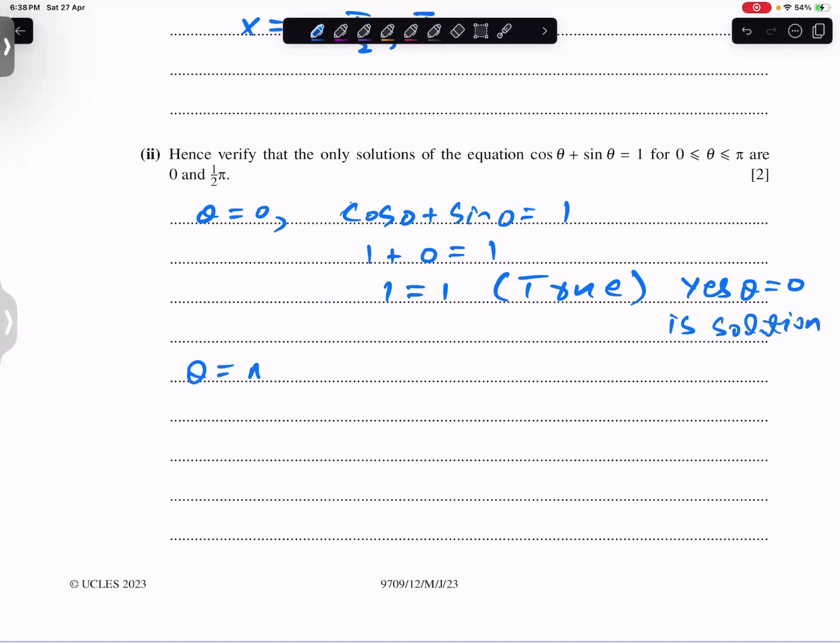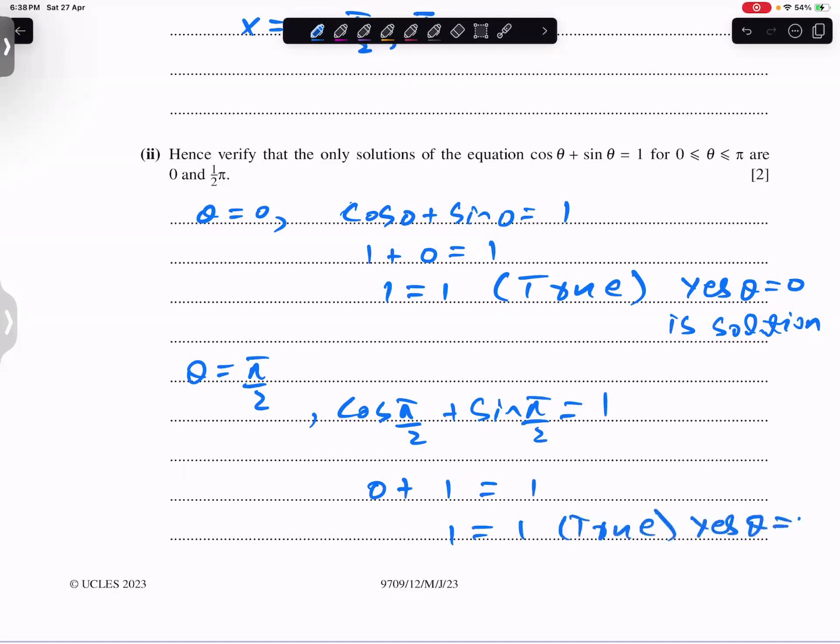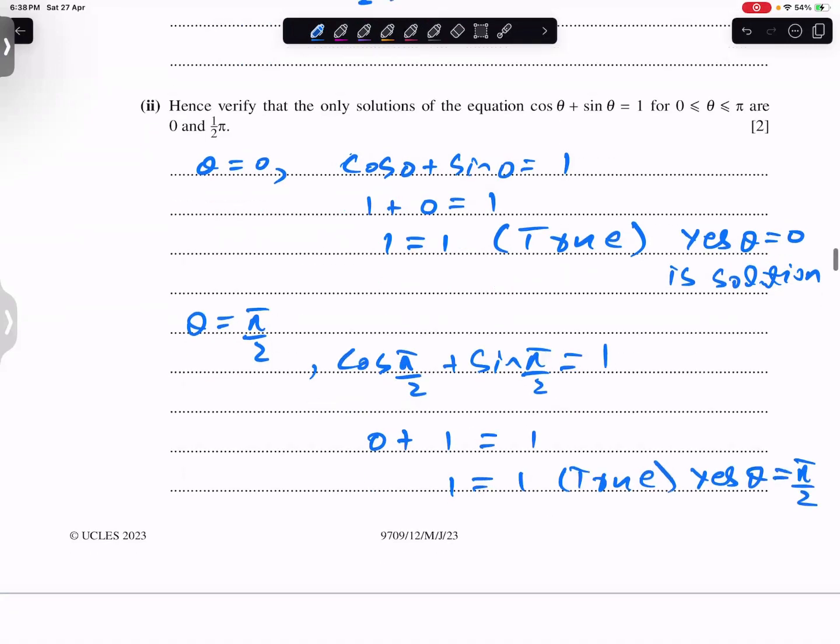Theta is equal to pi by 2. Again, cos pi by 2 plus sine pi by 2 is equal to 1. Cos pi by 2 is 0. Sine pi by 2 is 1. So 1 is equal to 1. Yes, again true. Yes, theta is equal to pi by 2 is also a solution. Okay.